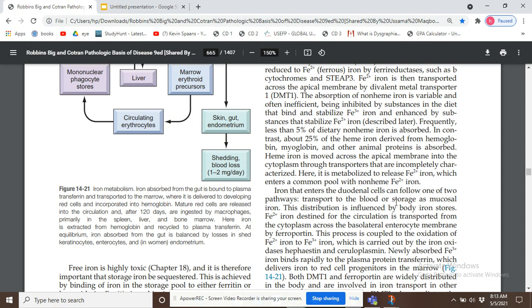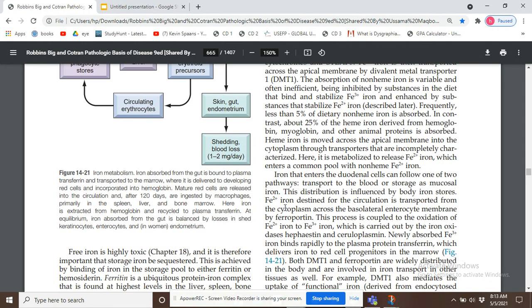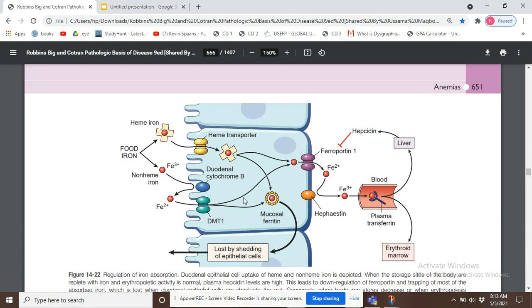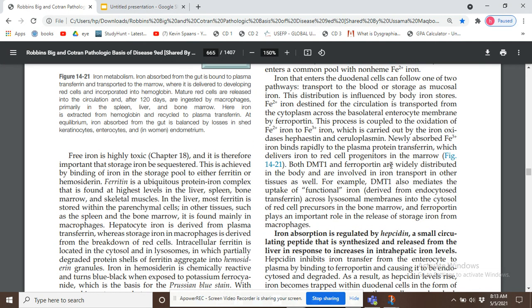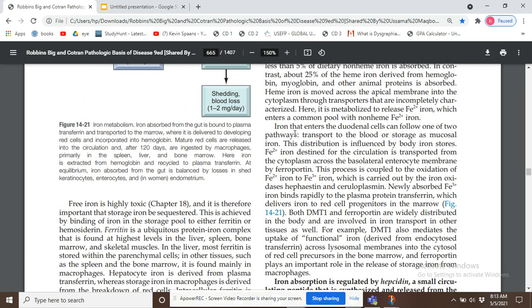Iron that enters the duodenal cells can follow one of two pathways. I have shown here one of the two pathways. Both the heme iron and non-heme iron can go one of two ways: either they are incorporated in the form of ferritin, or they go across ferroportin into the plasma. That is, transport to the blood or storage as mucosal iron. This distribution is influenced by body iron stores.